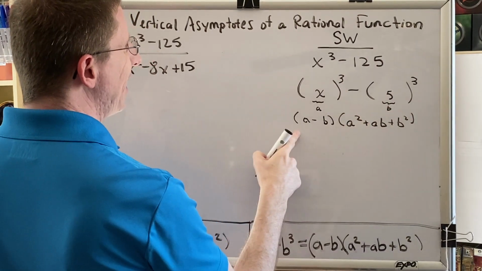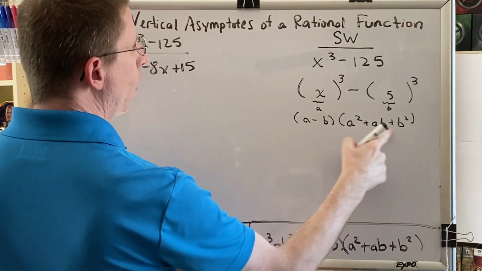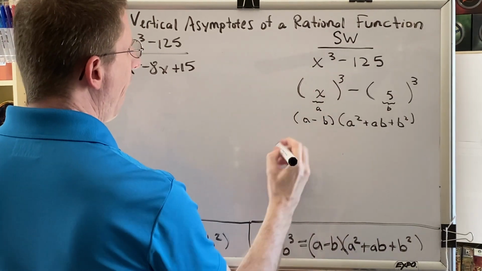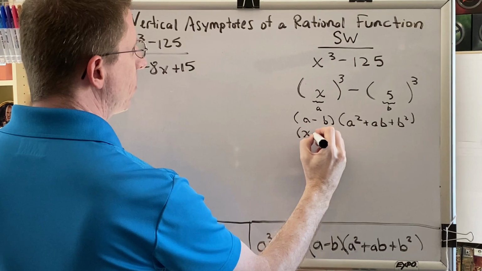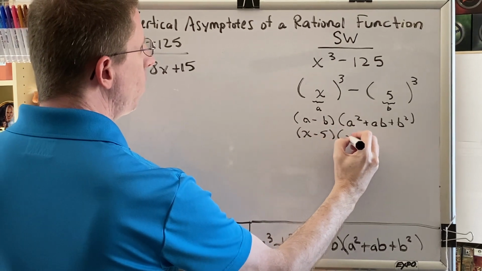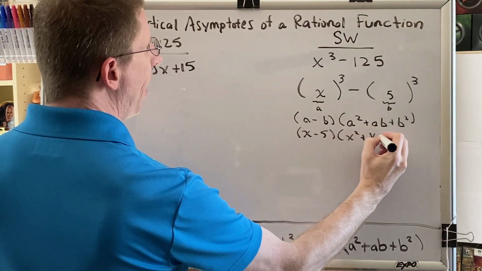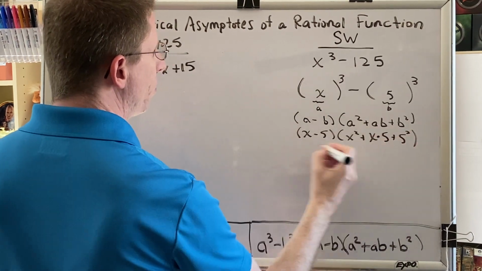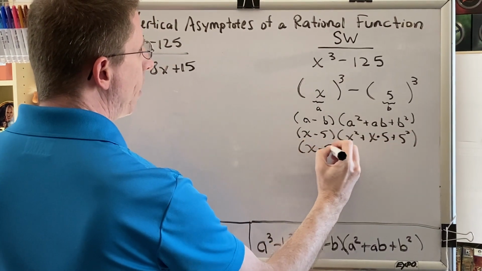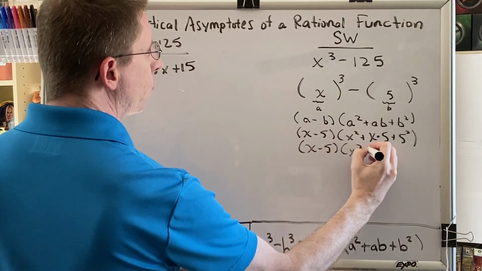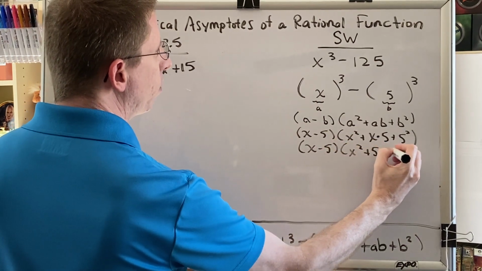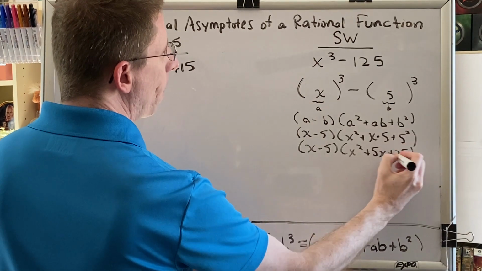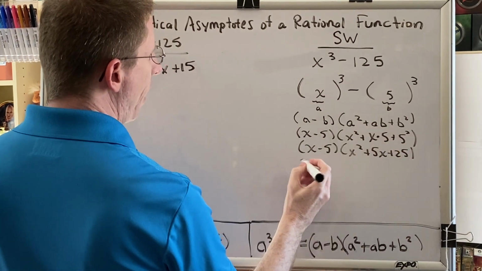Everywhere we see an A, we're going to put x. Everywhere we see a B, we're going to put 5. So we're going to get x minus 5, times x squared plus x times 5 plus 5 squared. And we'll simplify that to make x minus 5, x squared plus 5x plus 25. All right, so we have now factored our numerator.